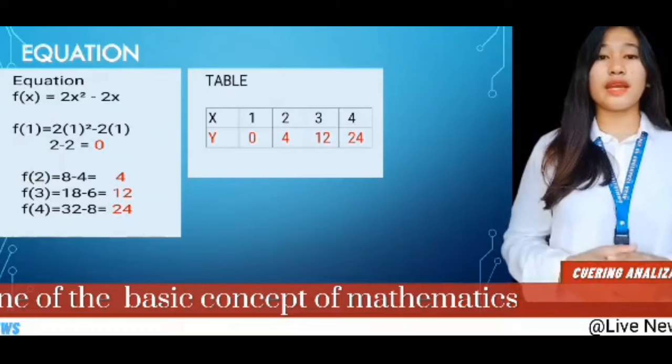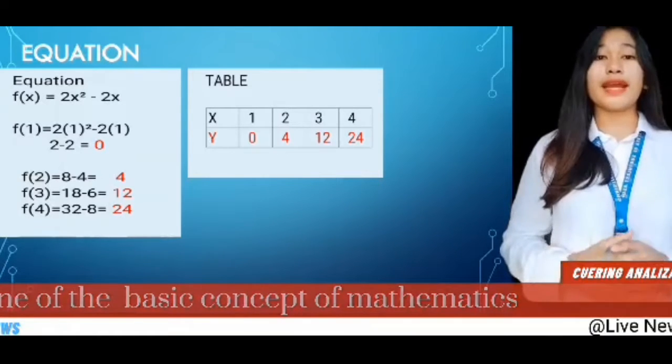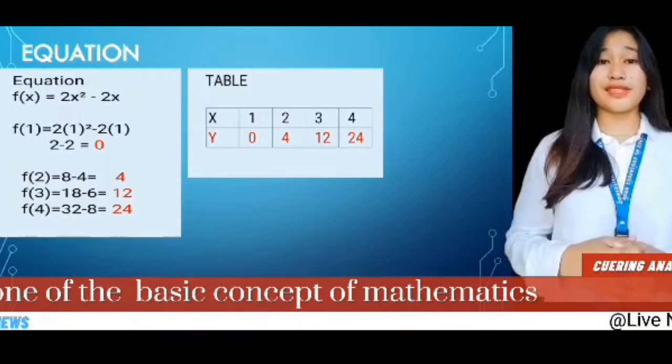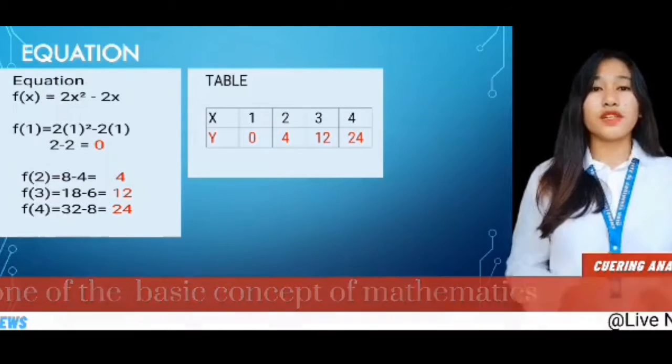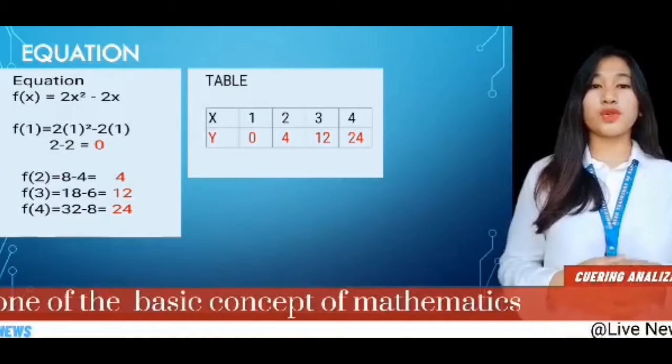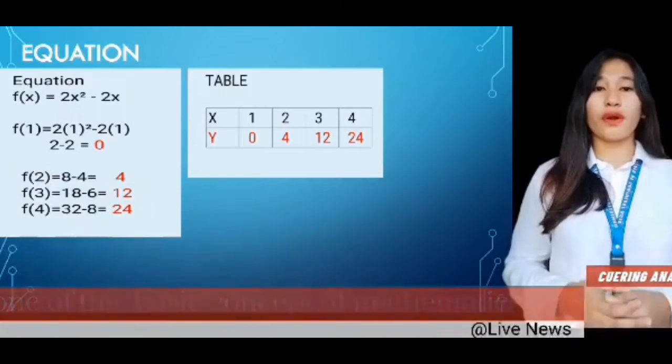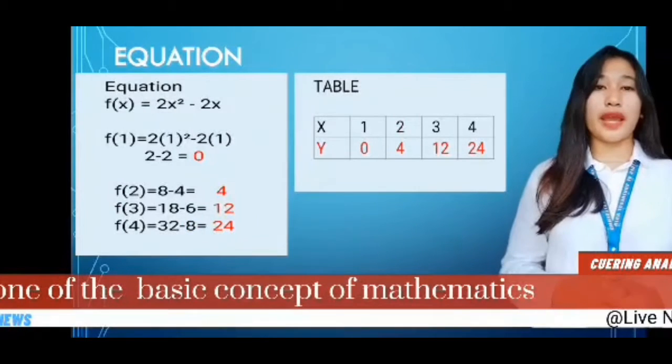When x is equal to 3, 3 raised to 2 is 9. 9 times 2 is equal to 18, minus 2 times 3, that is 6. 18 minus 6 equals 12. So f of 4 is equal to 4 raised to 2, which is 16. 16 times 2 is equal to 32. 2 times 4 is 8. 32 minus 8 is equal to 24.